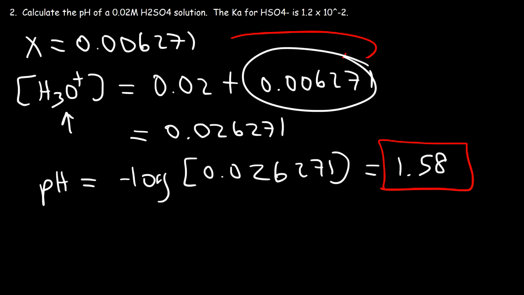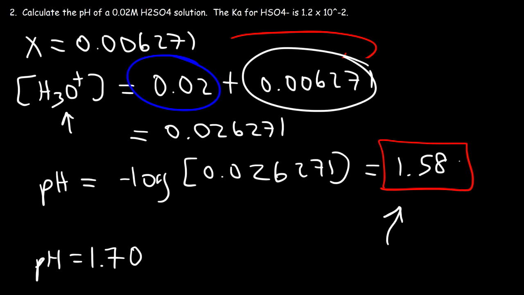Now let's say we made an estimate, if we simply use that number. If we use negative log 0.02, then the pH that we would have gotten would have been 1.70, which is significantly different from this answer. So this is the more accurate answer. So the pH of the solution is 1.58.